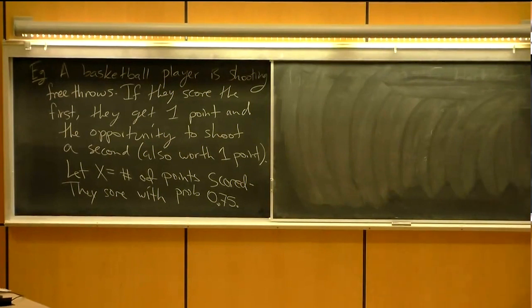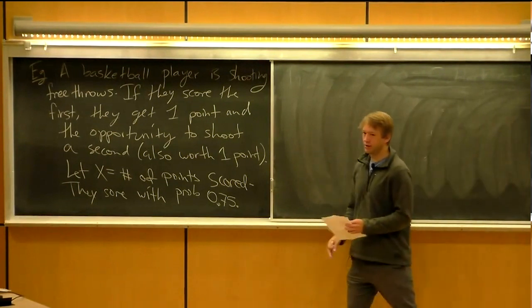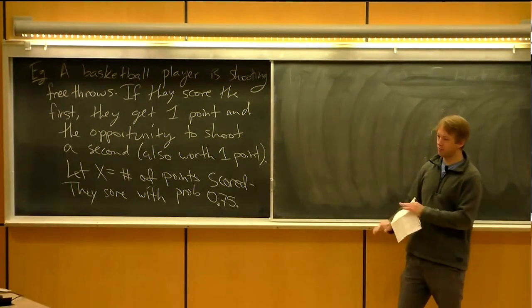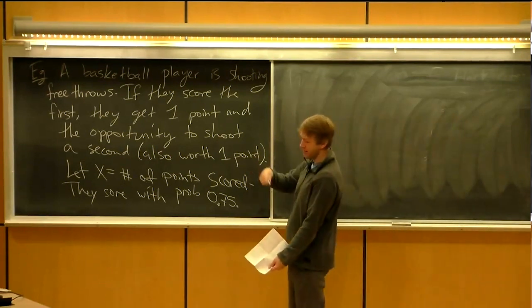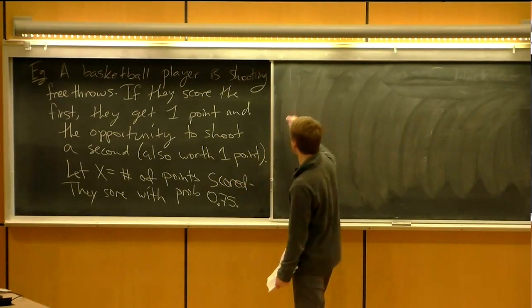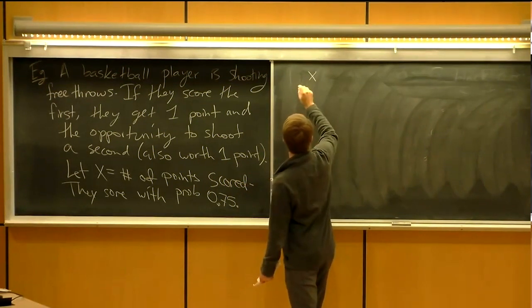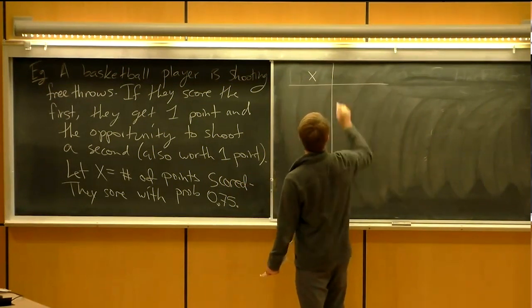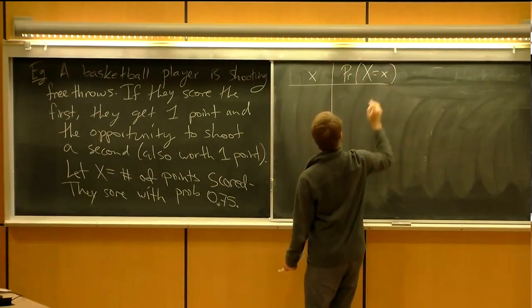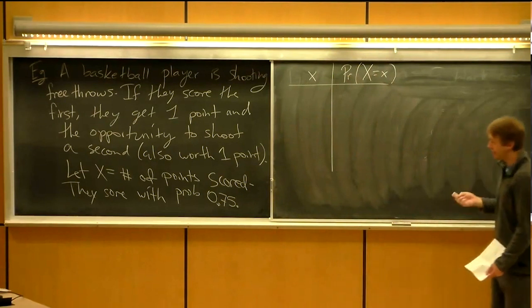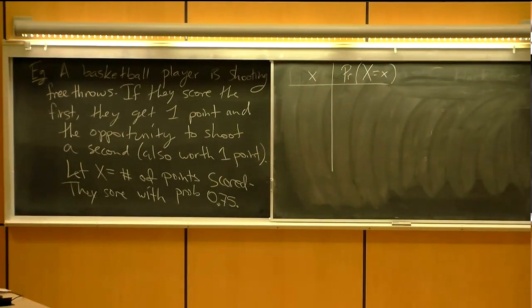Is the question clear? Oh, maximum is 2. So even if they score twice, that's the end of it, or if they score once, miss once, that's also the end of it. Okay, and let's say we want to draw a probability distribution for this.